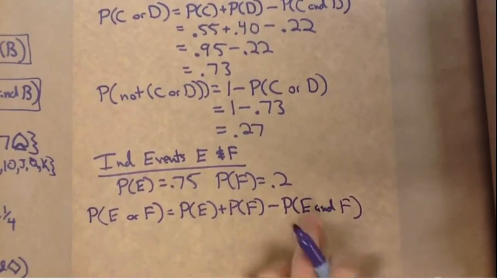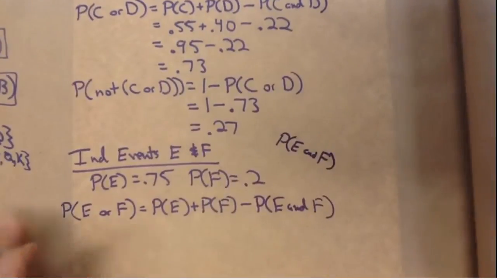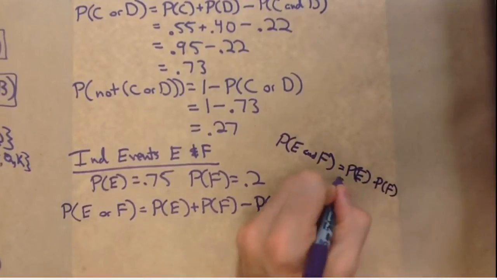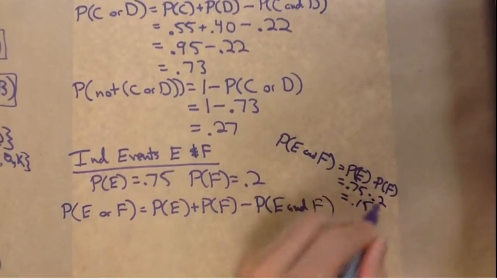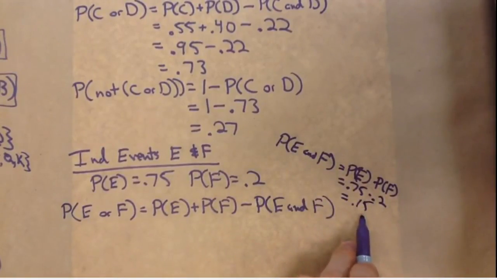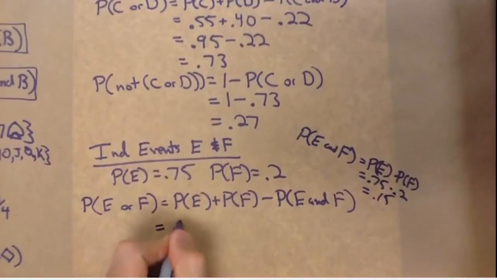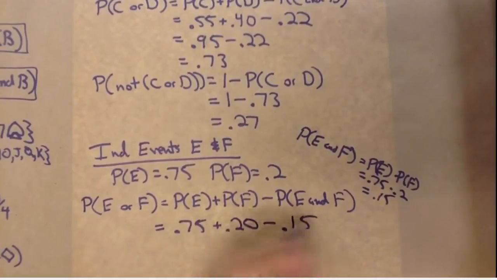So the way I figure this out is by saying the probability of E and F is equal to the probability of E times the probability of F, which is 0.75 times 0.2. So that's 15 hundredths or 15%. So now I can put these all together and I get 0.75 plus 0.20 minus 0.15. This is 95 hundredths minus 15 hundredths, we get 0.80 or 80%.